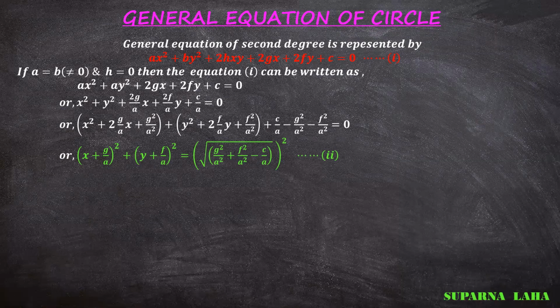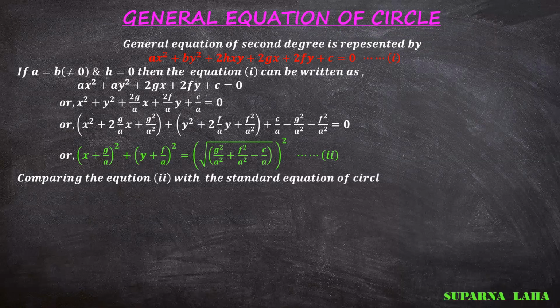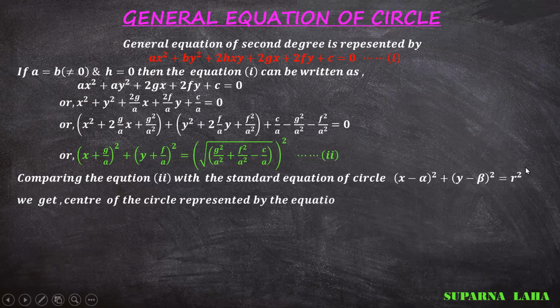Clear? So if we compare this equation with the standard form, that is (x − α)² + (y − β)² = r², you can easily find the value of α is equal to −g/a, and the value of β is −f/a. Just compare these two equations, this equation and equation 2.